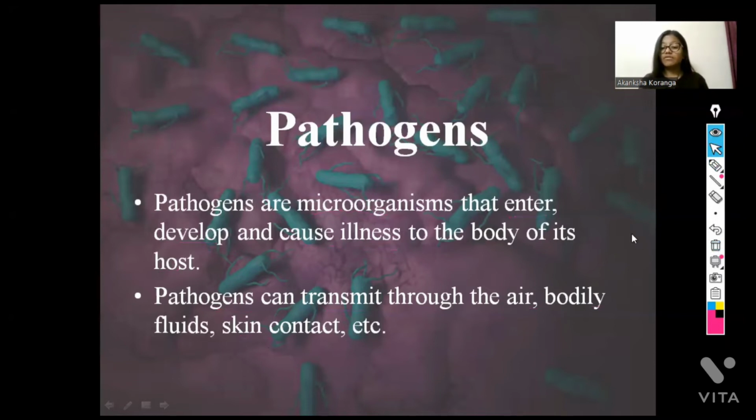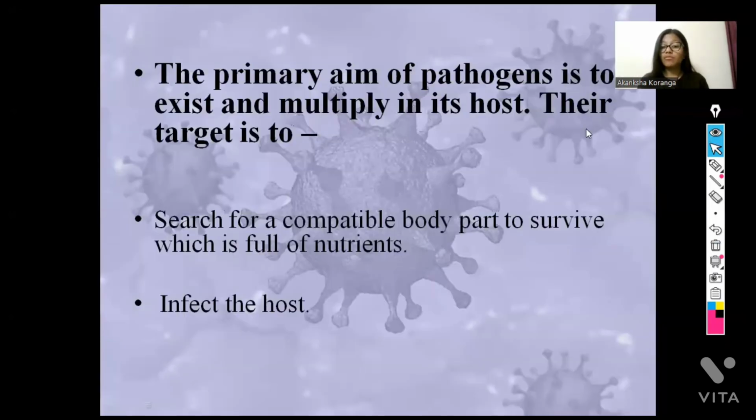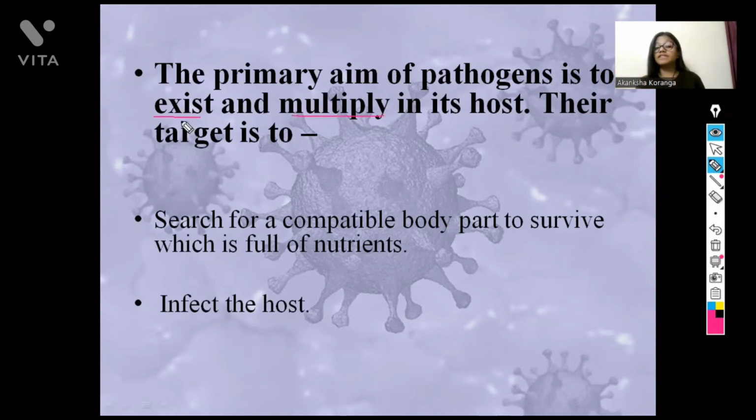Now we will see the different targets of these pathogens. The primary aim of a pathogen is to exist and then to multiply. Exist means first they need to survive, and then they multiply to make their colony bigger. We all like to live with a bigger colony; nobody likes to live alone. The same is the case with pathogens. They also like to multiply and live in a colony. How they target a host body, we will see in detail.